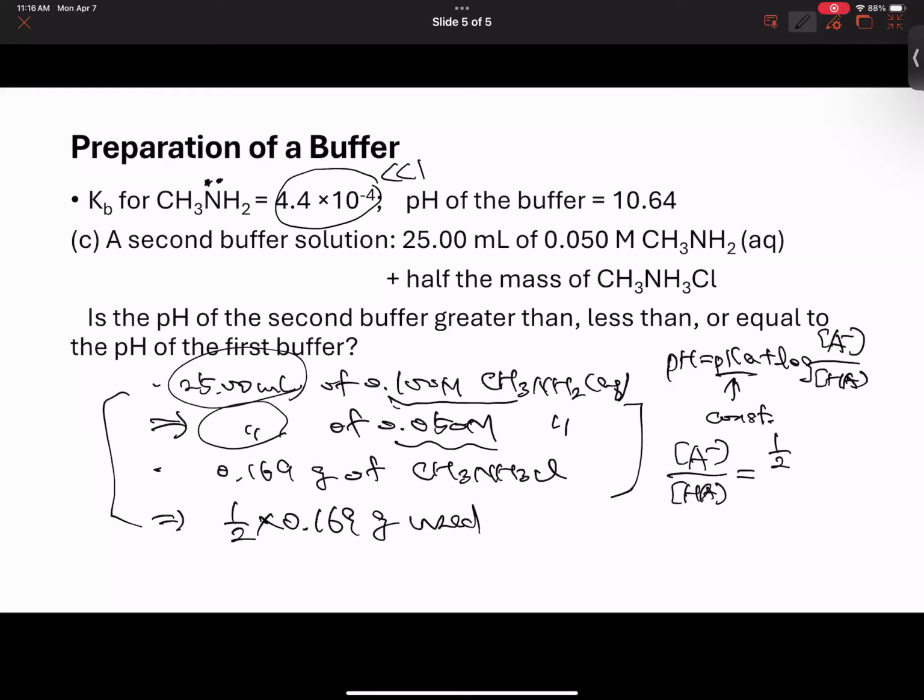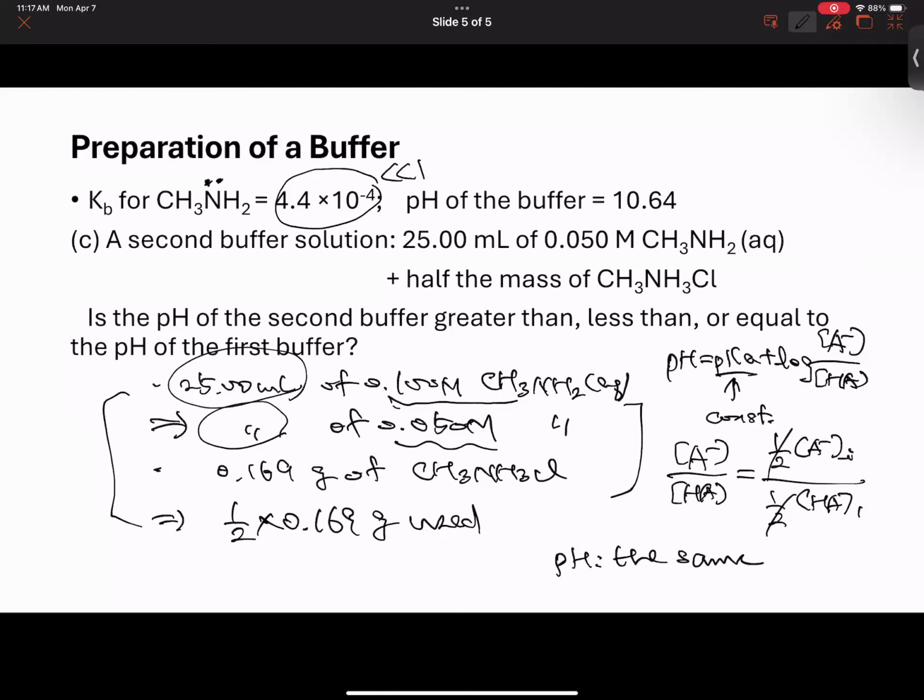Mole number eventually goes to molarity. So this is half of the initial value. Initial, let me write initial. And then the conjugate base in this case, also the acid, is half. The amount is half, meaning mole number is half. So it is mole number initial, and then this one cancels out. The ratio is the same. So because the ratio is the same, pH must be the same. Don't change.